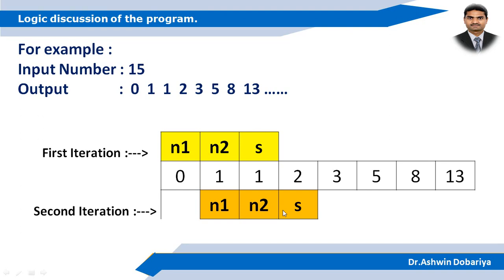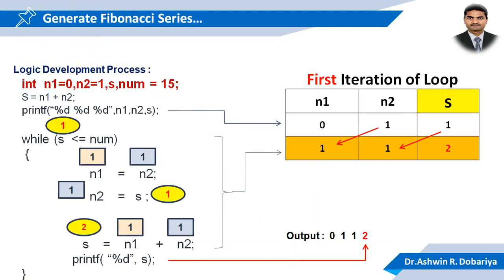So let's see one by one, step by step, how we can write this program. Here we require the variables n1, n2, s and number. Initially we know that this series always starts with 0. So the first number n1 is 0, the second number n2 is 1. Then s is the sum of these two numbers, and number will store the user input. Here, just for understanding, I have assigned 15. It means we will display the Fibonacci series up to 15 only.